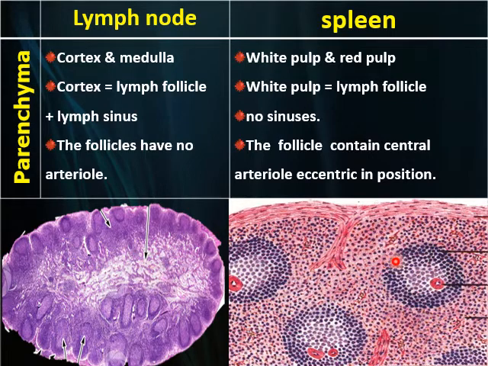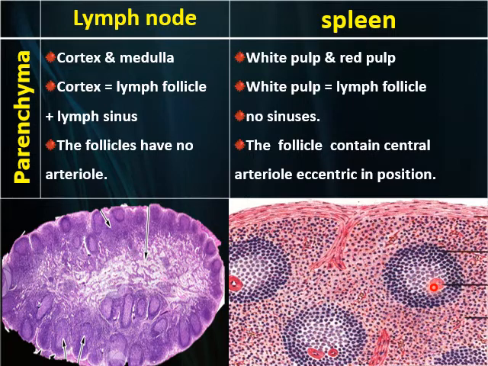The white pulp of the spleen is also a lymphoid follicle, but this lymphoid follicle contains a special structure, this red structure, which is called the central arteriole. But as you see, it is eccentric. It is at one side of the follicle. So it is a central arteriole, but its position in the section is at a side of the follicle.